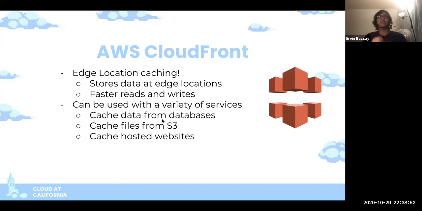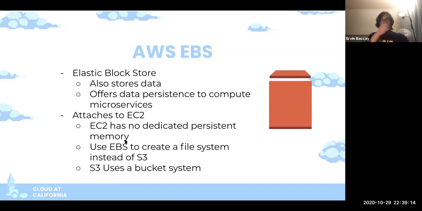Moving on, we have CloudFront. And this is where the edge location caching actually starts happening. CloudFront stores all of your data at edge locations, and this is how you actually get those faster reads and writes. Again, you don't have to worry about this specific kind of microservice, since we're going to be dealing with Lambda that does this already for you. But it is, again, good to know how everything functions. We have Elastic Block Store, which is kind of simple for EC2. So you could store data, and it offers persistence in your compute microservices.